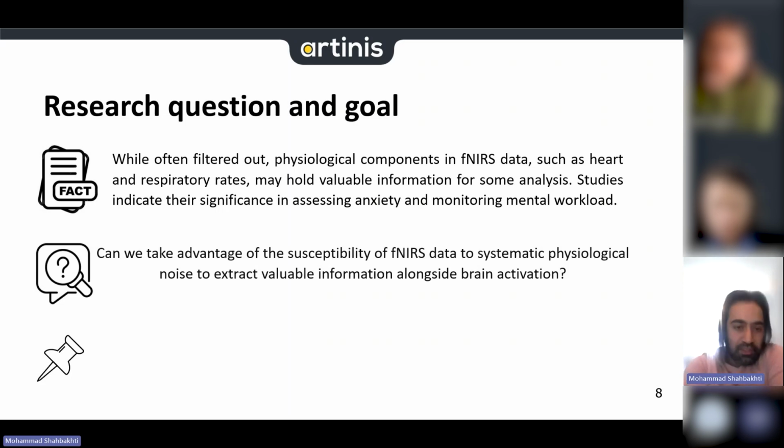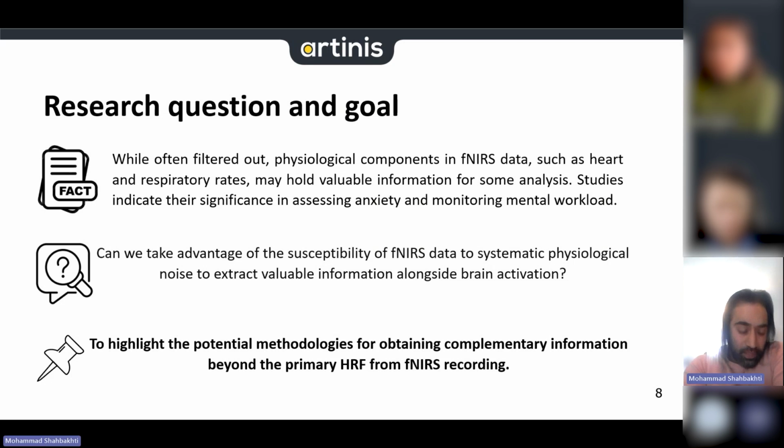So the question is, can we take advantage of such vulnerability of the fNIRS data to this systematic physiological noise to extract complementary information that we can use alongside the brain activation? So yeah, the answer is yes. That's why we're going to talk about potential methodology that we can use to obtain this extra information, which can be used alongside the HRF and improve our final assessment.